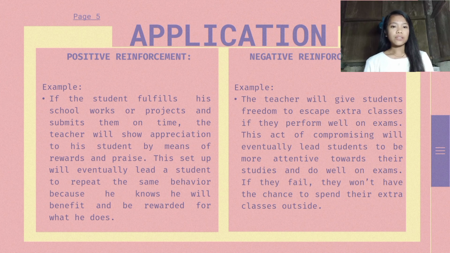If the student fulfills his schoolworks or projects and submits them on time, the teacher will show appreciation to his student by means of rewards and praise. This setup will eventually lead a student to repeat the same behavior because he knows he will benefit and be rewarded for what he does. In negative reinforcement, the teacher will give students freedom to escape extra classes if they perform well on exams. This act of compromising will eventually lead students to be more attentive towards their studies and do well on exams. If they fail, they won't have the chance to spend their extra classes outside.